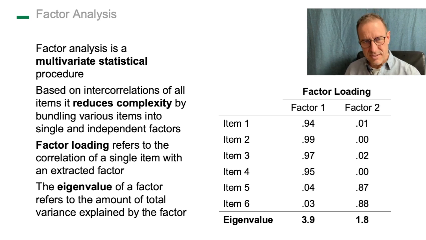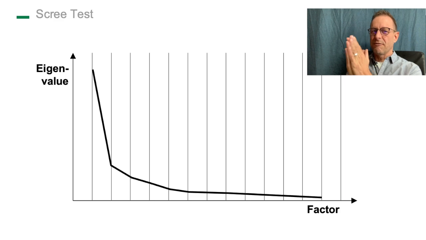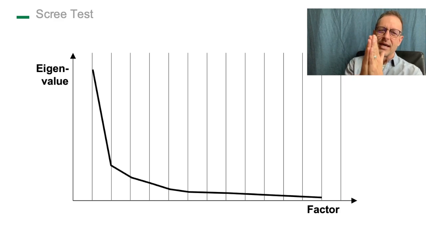So here's the third concept around factor analysis. What we typically do is the scree test. What you always find is that in the beginning of the factor analysis, there is one factor which has a high eigenvalue. That explains a lot of variance. Then the second factor that is extracted has a lower eigenvalue. That's always the case. Don't ask me why.